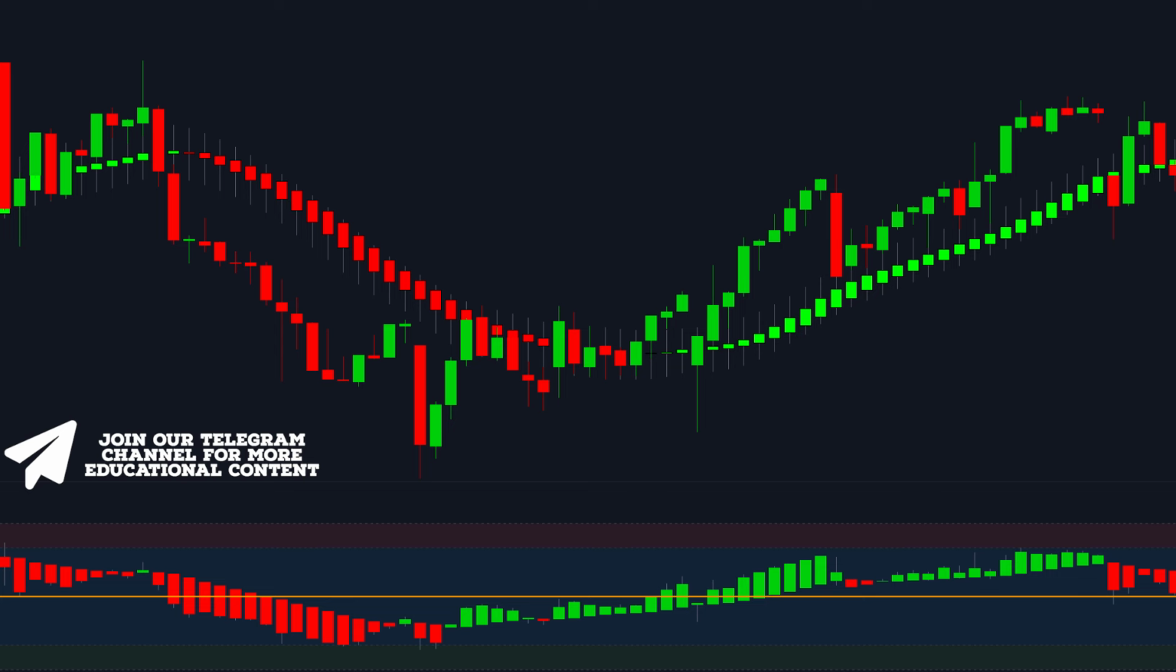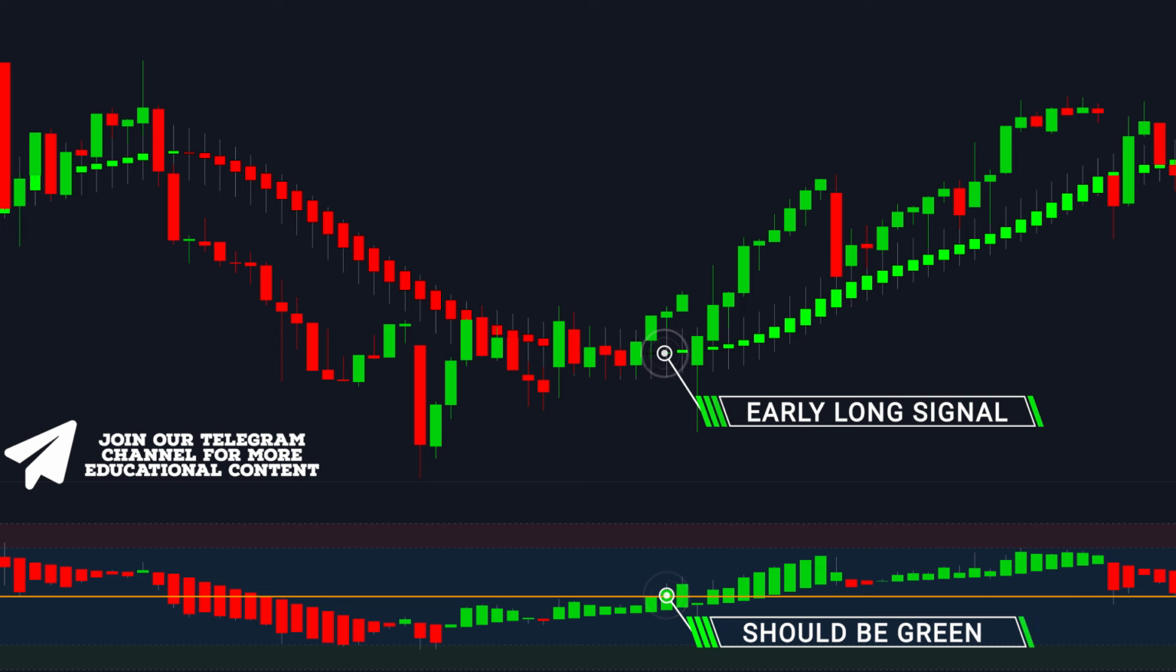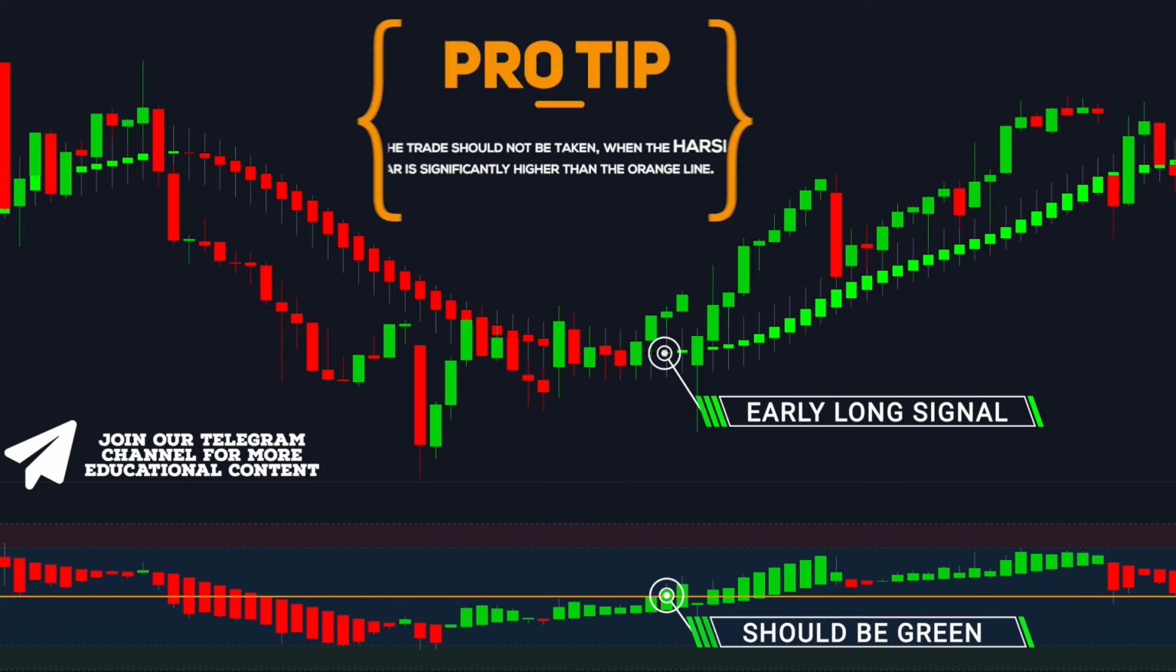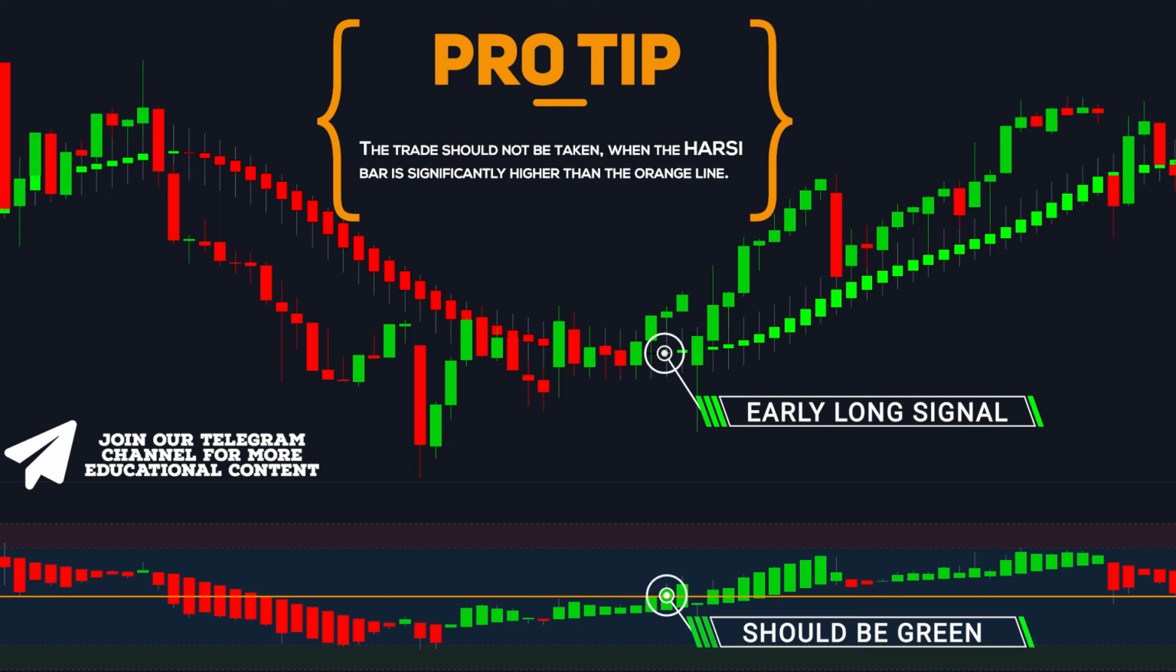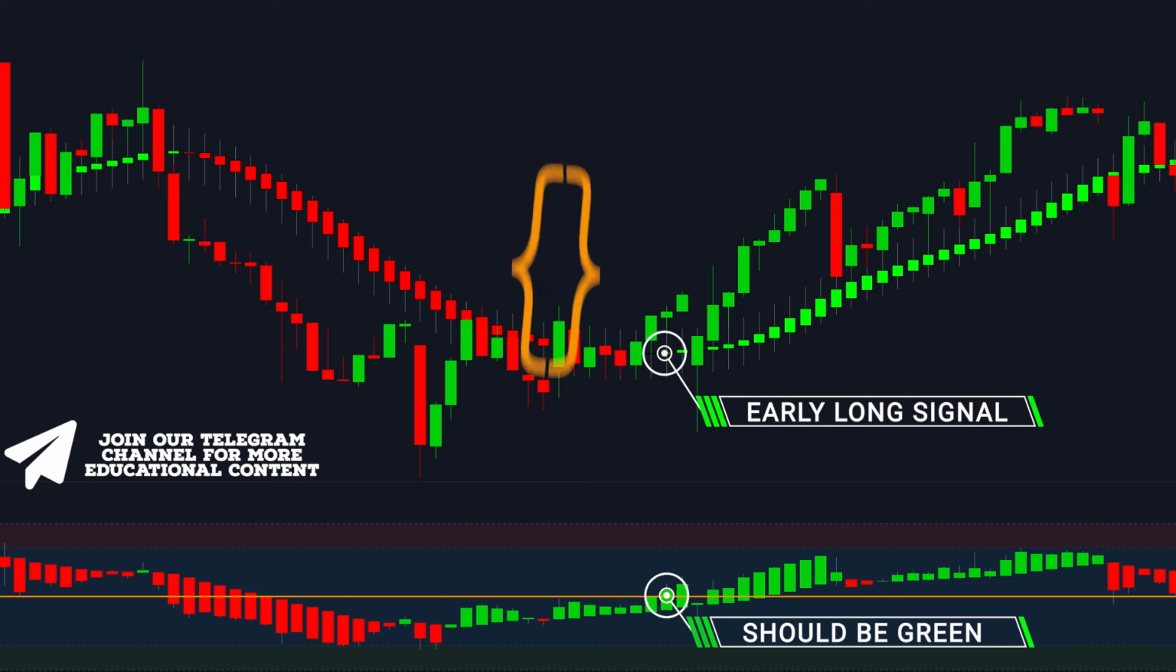First, confirmation is quite obvious. When the smoothed Heikin-Ashi candle is green, we should also spot a green Harsi candle along the bottom. But the key point right here is that the Harsi candle should be close to this orange line right here. This means that the trend is fresh, and we have plenty of room to run, so that we can safely enter the trade. With that, the trade should not be taken when the Harsi bar is significantly higher than the orange line. Exactly the opposite is true for the bearish case.